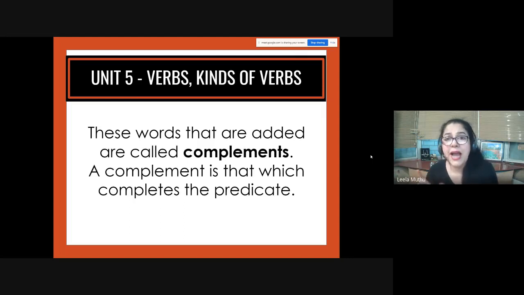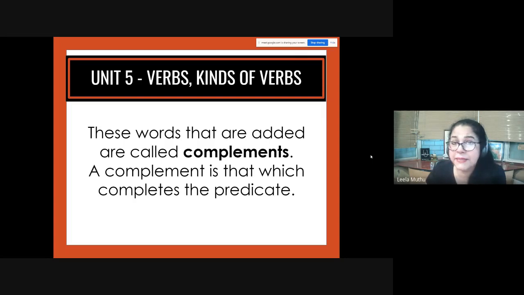So the words that you add after the verb have to be added for the sentence to make complete sense, and it completes the verb. That is why it is called an incomplete verb, because if you do not add that word or the complement after it, it is incomplete. So a complement is that which completes the predicate part of the sentence.